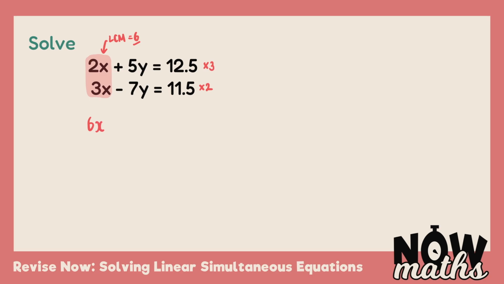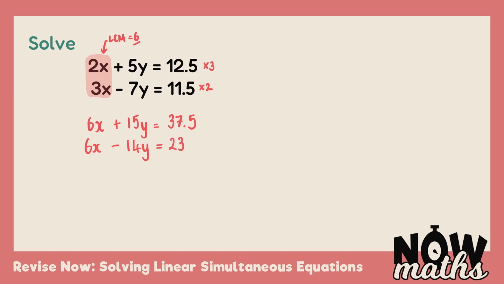Then 5y multiplied by 3 is 15y. And 12.5 multiplied by 3 is 37.5. Now multiplying our second equation by 2, 3x multiplied by 2 is 6x. Negative 7y multiplied by 2 is negative 14y. And 11.5 multiplied by 2 is 23.